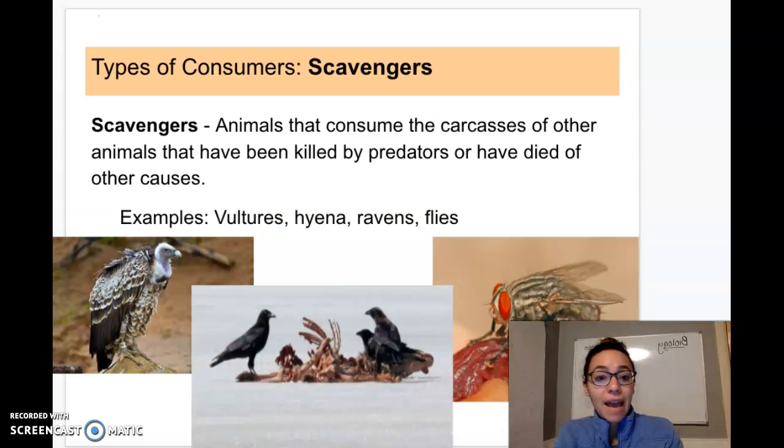Then we've got scavengers. So these are the guys who consume the carcasses that other animals already killed, or that died by natural causes. So they're not doing the hunting, they're just kind of doing the cleaning up. So they're still eating meat, but it's not meat that they actively killed. So they're scavenging.